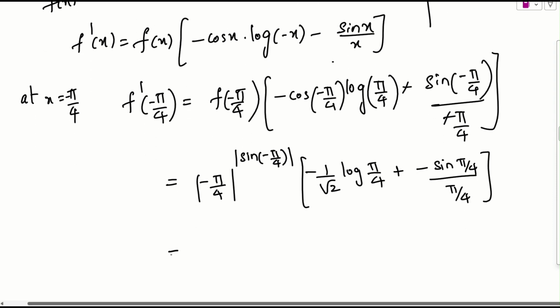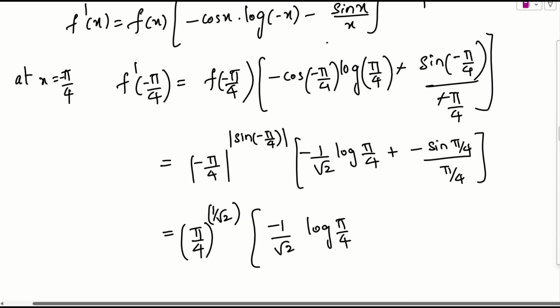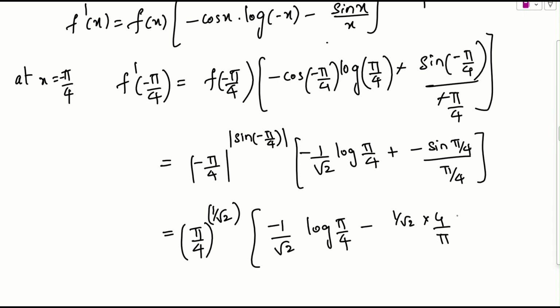Agree? Mod. What is the meaning of a modulus? Whenever you have a negative inside, we can remove the negative part. So this will be pi by 4. Sine of minus theta will be what? Minus sine theta. This is what? Minus 1 by root 2, which will become positive because of a modulus. Agree? So minus 1 by root 2 times, this is log pi by 4. Minus, what is sine pi by 4? 1 by root 2. Pi by 4, if I take a reciprocal, this will be 4 by pi alone.